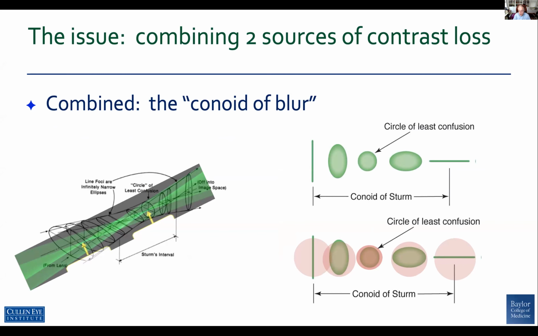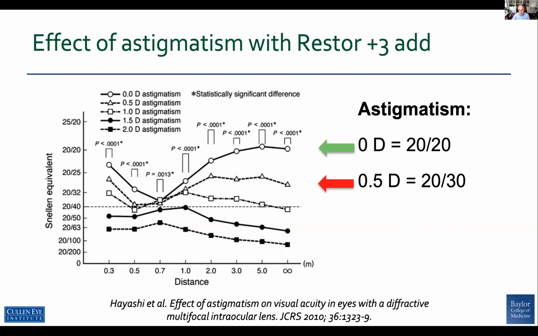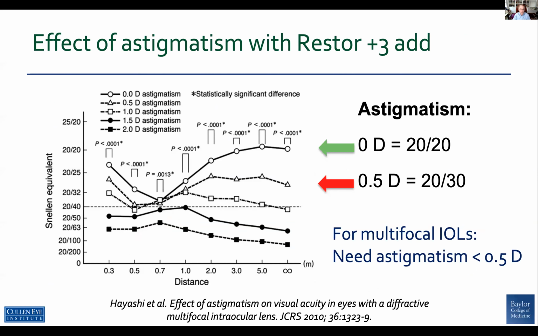So treating astigmatism, I think, is extremely important, particularly in these eyes. And there was a study by Hayashi in Japan in 2010 where he took the Restore 3 diopter and added a half diopter of astigmatism, and the vision dropped from 20/20 to 20/30. So it's a significant impact. So we've got to get less than a half diopter.